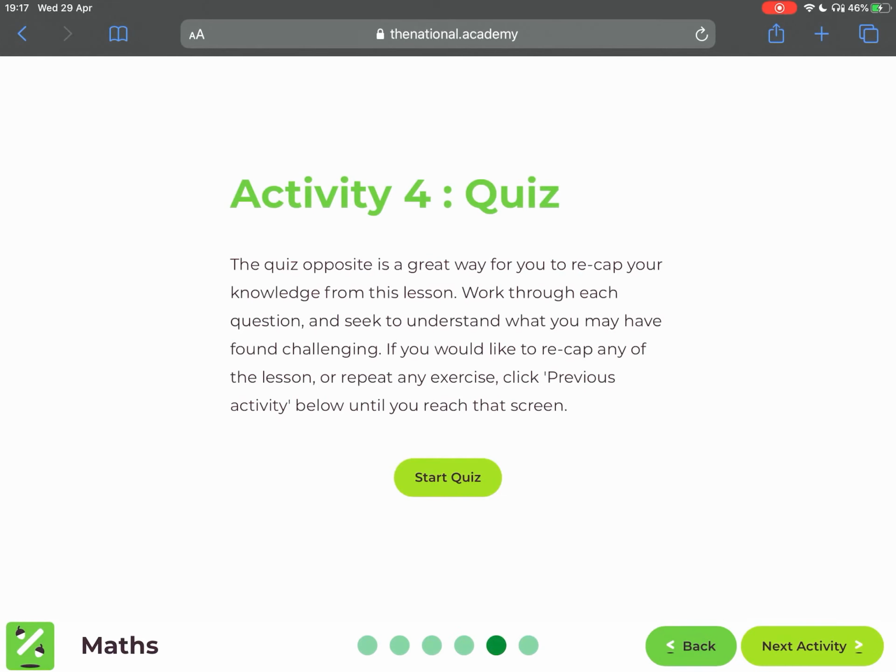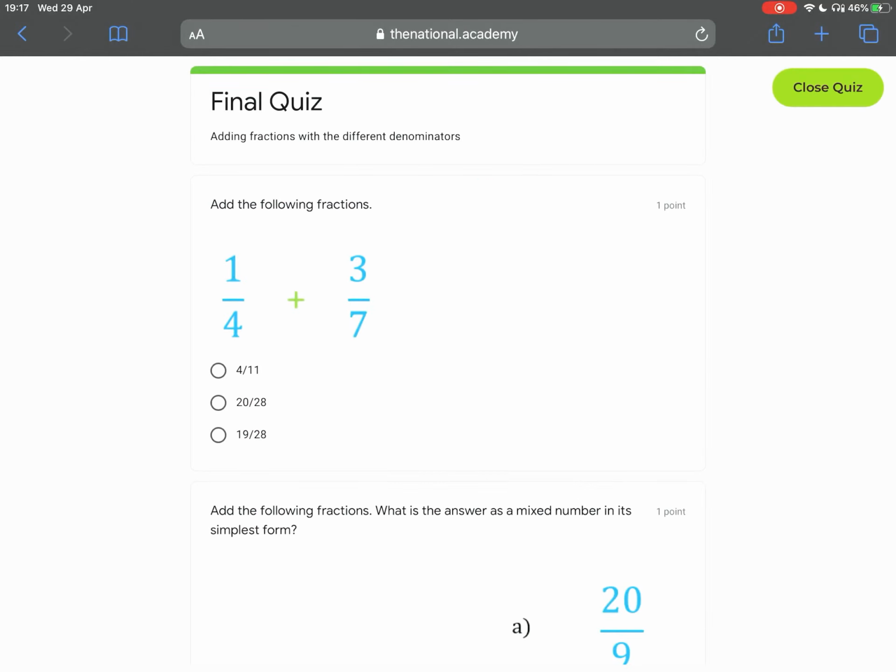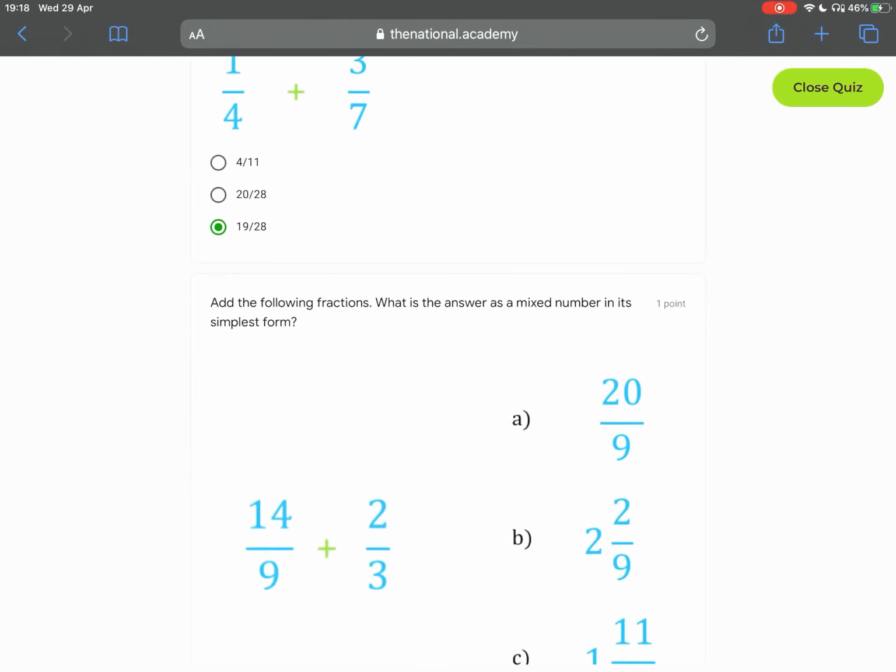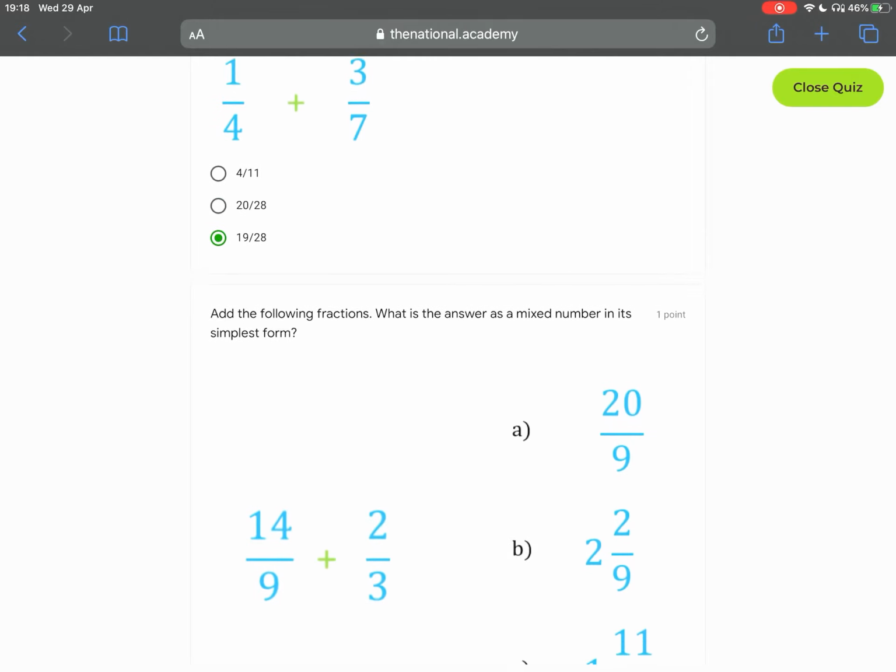And then finally, after you've marked them, you've got your quiz here. Add the following fractions. One quarter add 3/7. What you do is convert them both to 21. So the denominator is 21. The quarter would be 7/21, and this one would be 12/21, which would be 19/28.